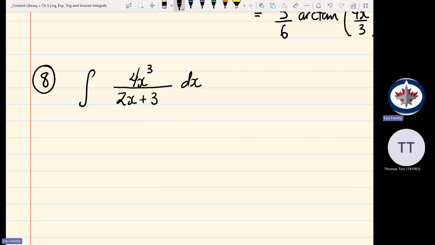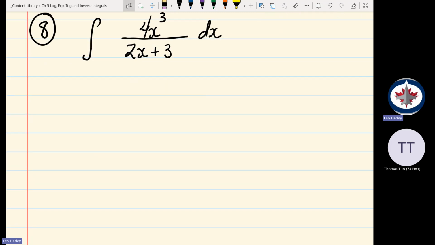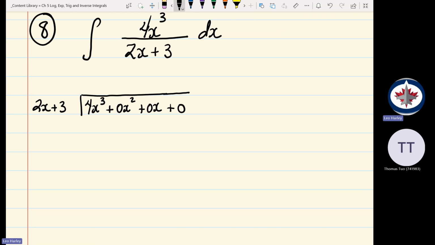What are we going to do? We're going to do long division, because we can divide now, right? Before we couldn't divide because there was nothing for us to divide by. So you're going to go 2x plus 3, and divide it into 4x cubed. Now that's slightly problematic because you have to put the 4x cubed, but then we need the dance partners. So we're going to have to put in plus 0x squared plus 0x plus 0.